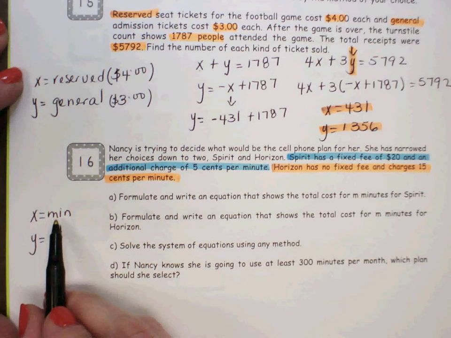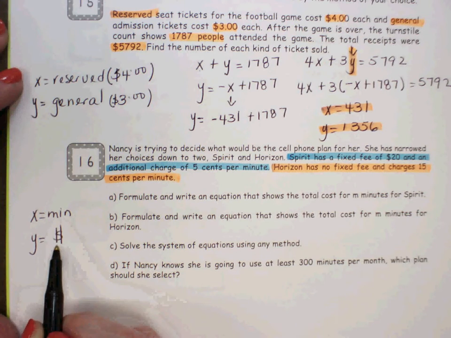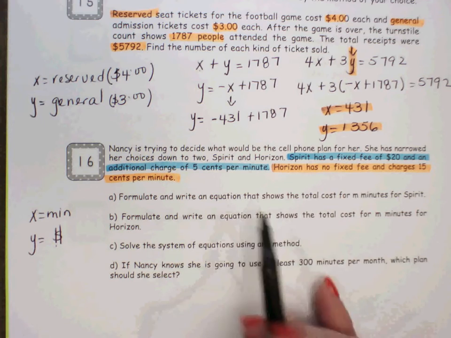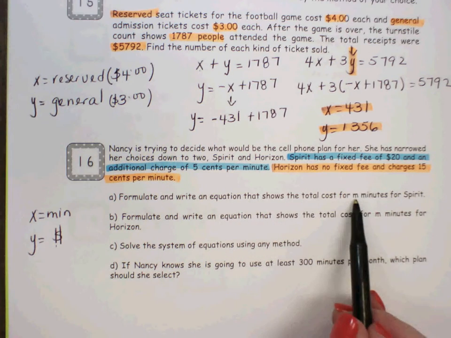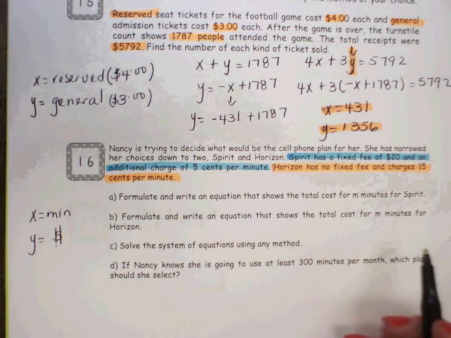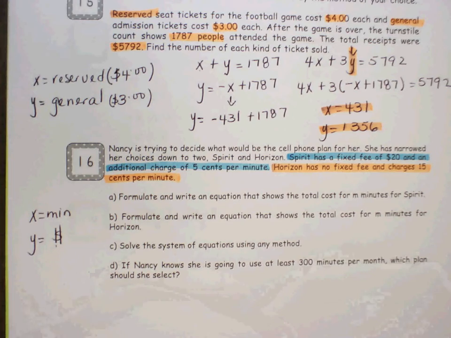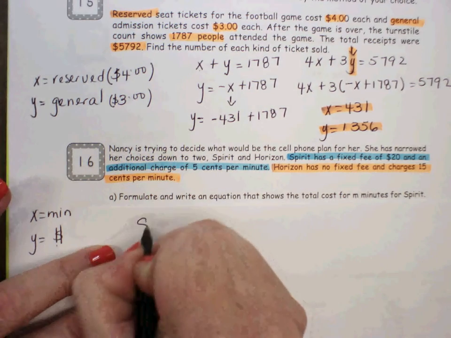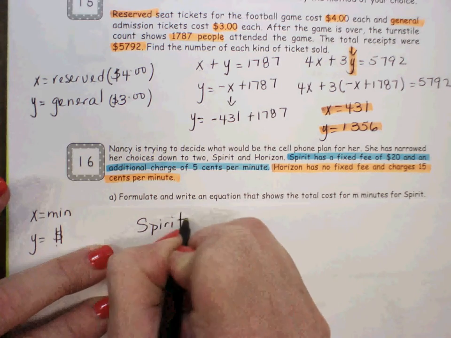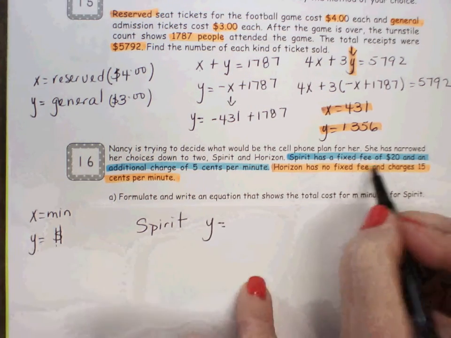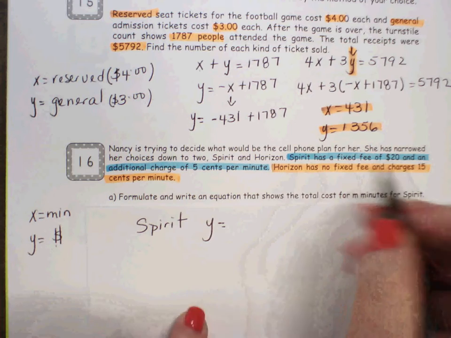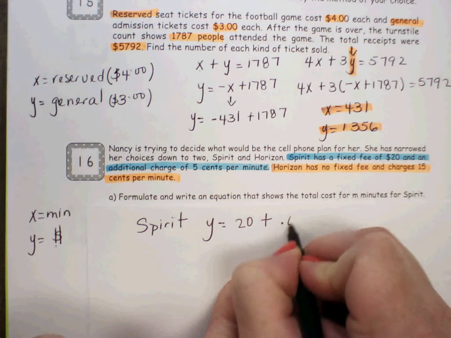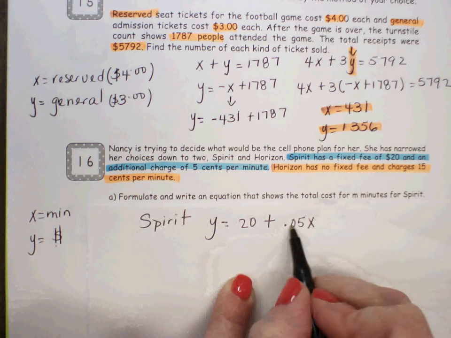So let's go ahead and do the first one. Formulate and write an equation that shows the total cost for n minutes for Spirit. So for Spirit, y equals fixed fee of 20 and an additional 5 cents. And this is where you need to be careful. 5 cents is written as 0.05x. That was letter A.